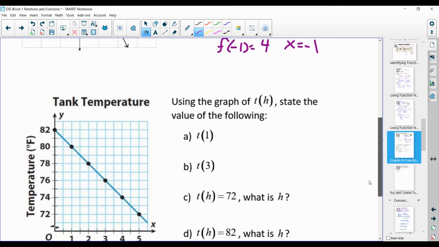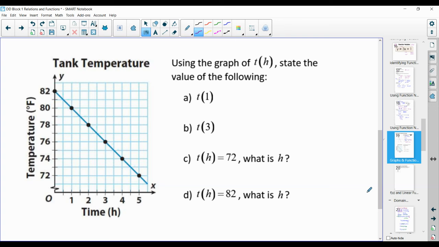I'll give you another graph. Maybe pause the video, try this one on your own if you like, or just follow along. All right, so here it says using the graph of t of h. So again, it doesn't matter whether it says f of x or p of q or anything like that. It just matters that we know this represents a function.